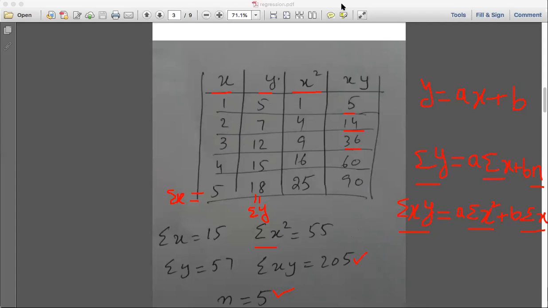Any question from anyone up to here? If someone has any question up to here, you can ask me. If no question, then what will we do now? We will put all of these values in these two equations. Okay, hurry up. Please put the values of summation y, summation x, n, summation xy, summation x square, summation x in these two equations. Once we put them in, we will solve these two equations simultaneously and find the values of a and b.